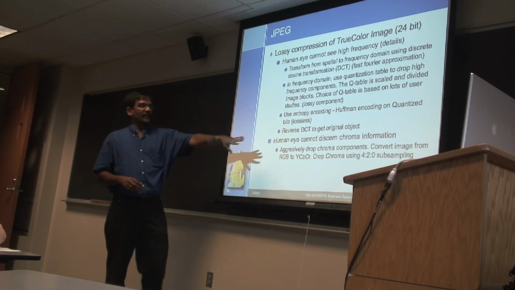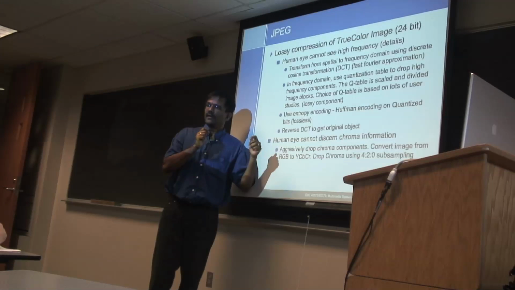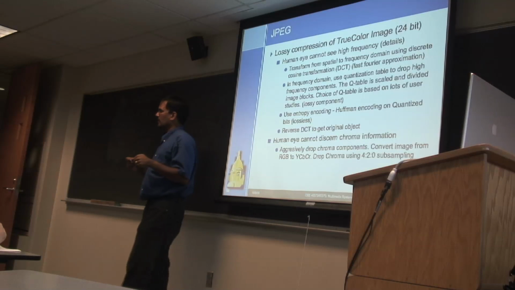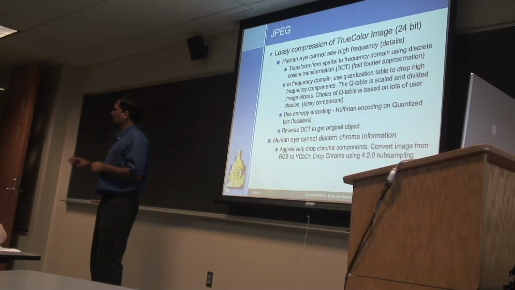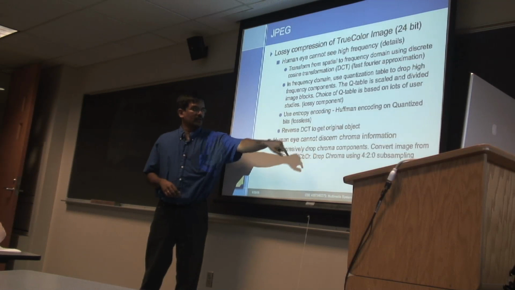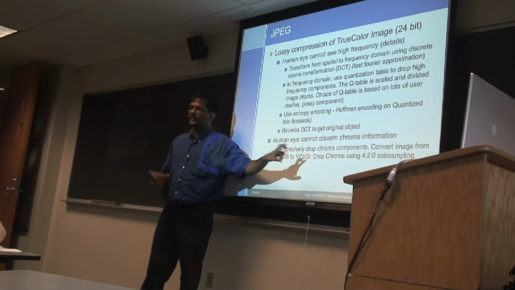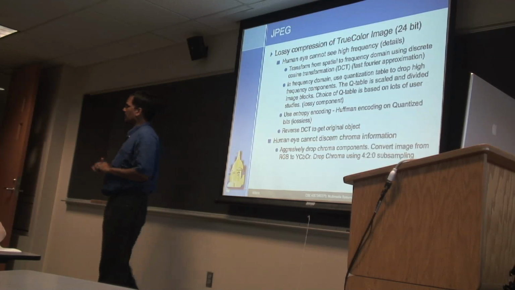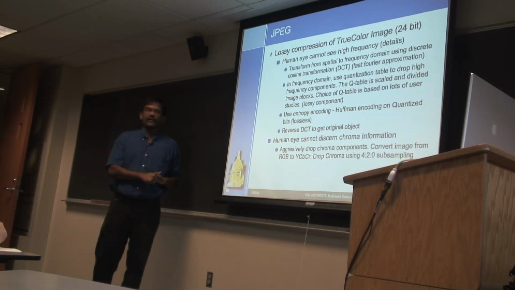So if you think of it, essentially for every 4 luminance values, you have one of the color values. And the 4:2:0 means that you average the 2 Cb and Cr components. So essentially, you have very little color component.